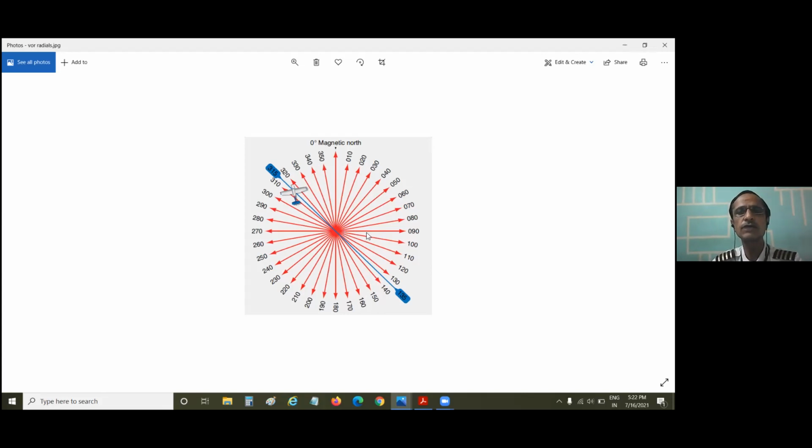Consider radial 090. Suppose this is one hand which is transmitting 090 up to 150 nautical miles. Now suppose one aircraft wants to go out of Mumbai. It will take the 090, keep on following 090. This will take it outside Mumbai. Any one hand of Mumbai it will catch. It will go out of Mumbai, catch that hand and go. That is the outbound radial up to 150 nautical miles.